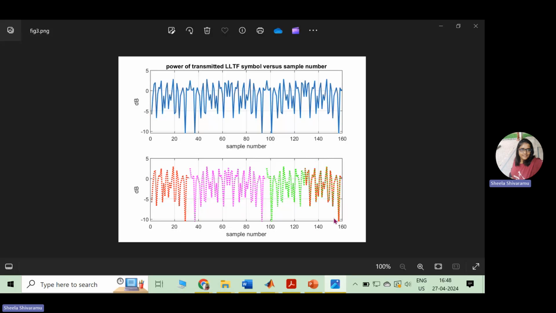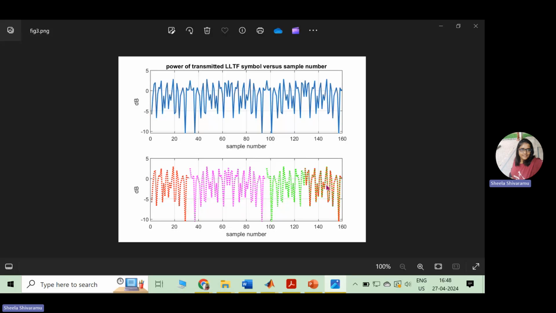But the last 32 samples, so we have seen in OFDM what is cyclic prefix. If you want to know more about cyclic prefix and what is OFDM, please go to the video which I have attached. It's a discussion of OFDM and the importance of cyclic prefix to overcome ISI, etc. So here 32 is the cyclic prefix length. The last 32 samples correspond to the 129th sample to the 160th sample.